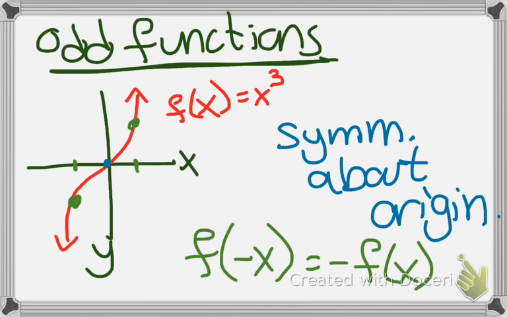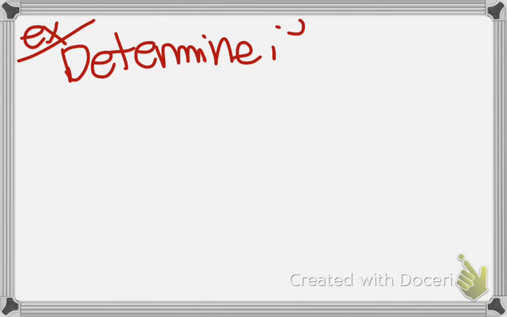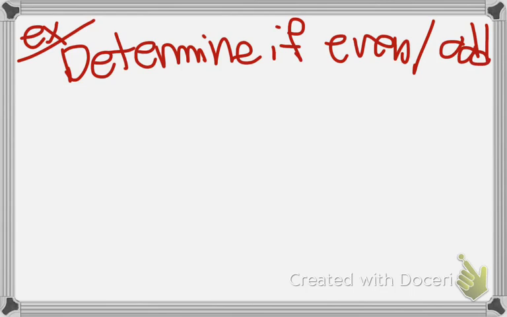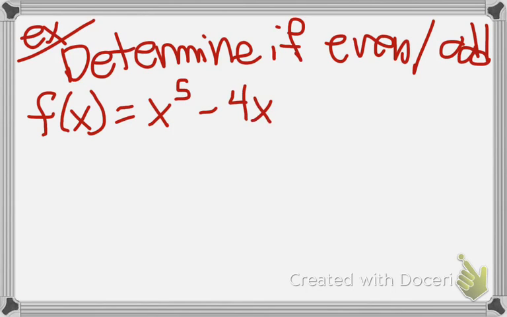So let's go through and do the same idea for an example. How do you figure out algebraically, without having to graph it, if your function is odd or if it's symmetric about the origin? So let's do another example here. Determine if this is an even or an odd function. So maybe it's one or the other. We now know a little bit about both. Let me give you the function. Let's say f of x is x to the 5th minus 4x cubed plus 12x. Simple enough? Okay. Let's give it a shot.